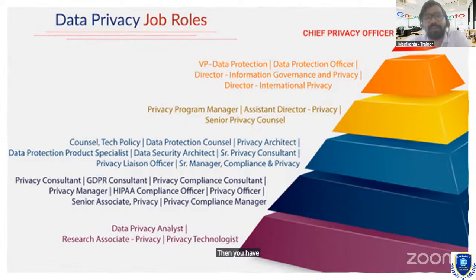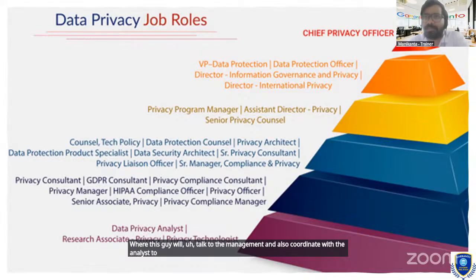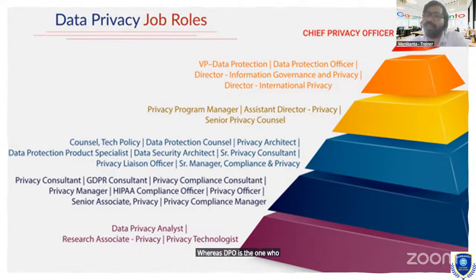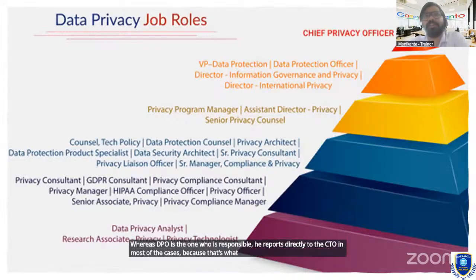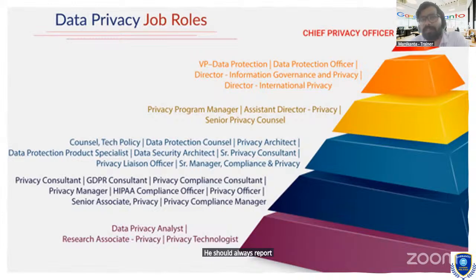Then you have a manager role where you have a team. You get directions from your DPO, who will talk to the management and also coordinate with the analyst to ease and streamline this process. Whereas the DPO is the one who is responsible. He reports directly to the CTO in most cases because that's what the law says. He should always report to the higher management, mostly the CTO or CEO, mostly the CTO, I would say.